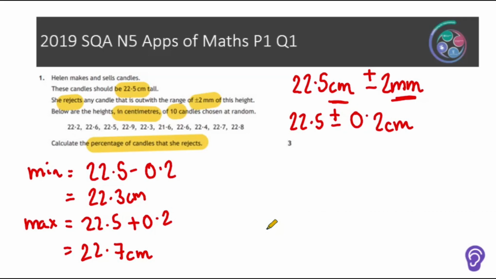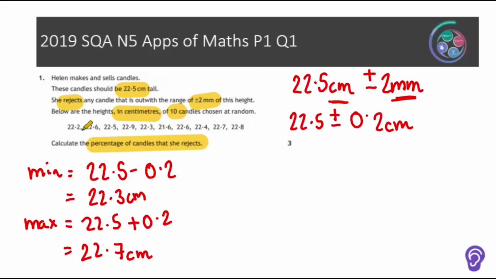So all I'm going to do is for the ones that are accepted, I'm going to put a tick, and for those that are rejected, I'm going to put a cross. Because my limits are 22.3 to 22.7, anything that is 22.3 or 22.7 or in between will be accepted. Anything outwith that range is rejected.